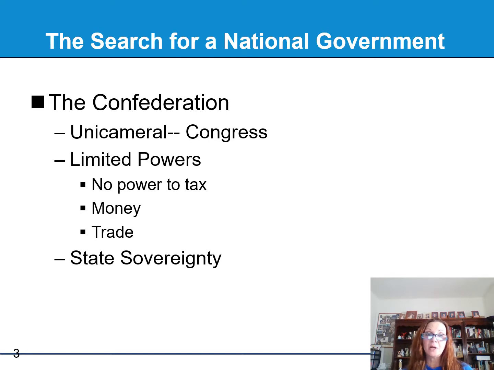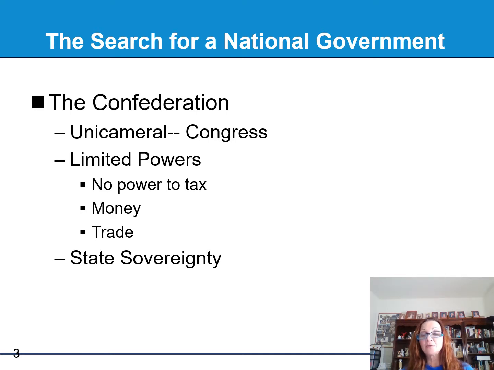The Confederation Congress had no power to tax. Of course, that goes also back to that problem with taxation without representation. The Founding Fathers believed that only the states had the power to tax, so they will deny the power to tax to the new central government.